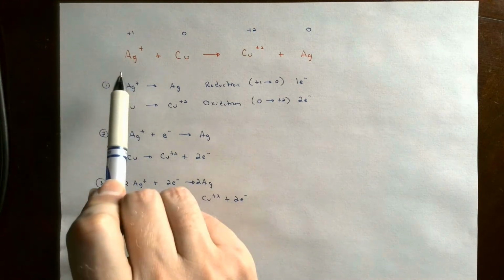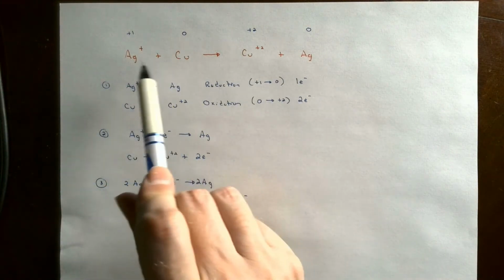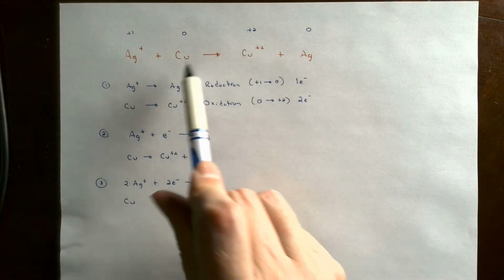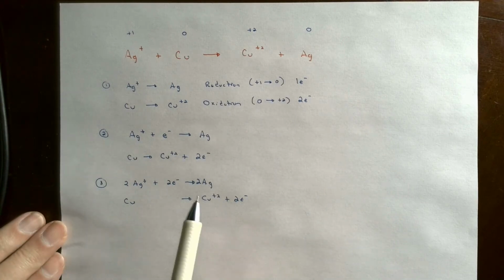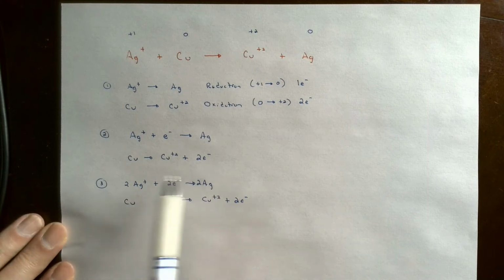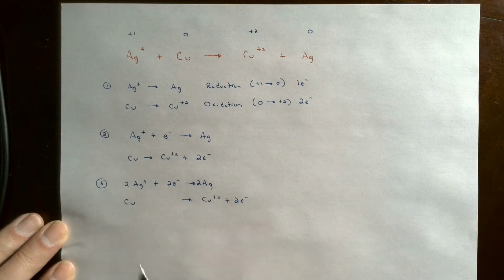Now, you might come back up here and say, well, this was balanced to begin with. 1 silver here, 1 silver there, 1 copper there, 1 copper there. You would be absolutely right, but it's not balanced in the way that the reaction actually is undergone. It's not balanced because we've got to take care of the electrons that are being transferred.